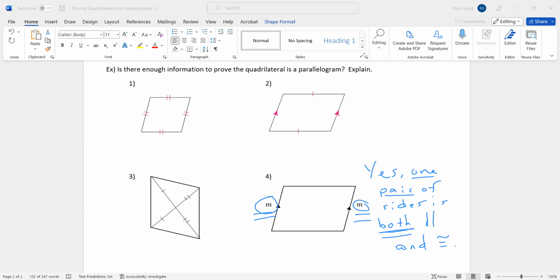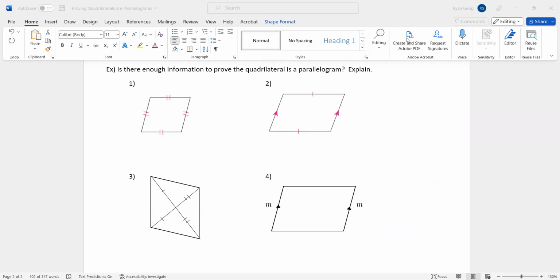All right. And so that is lesson 3 in a nutshell. I know I went pretty quick, but we'll practice it in class and hopefully we make sense of it.